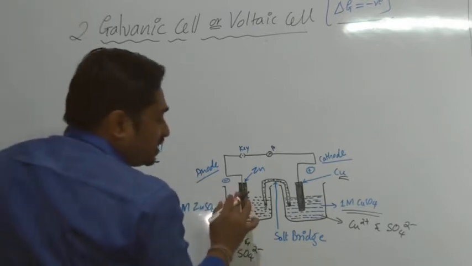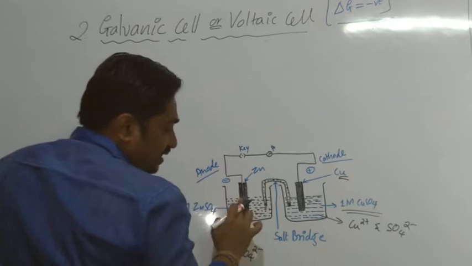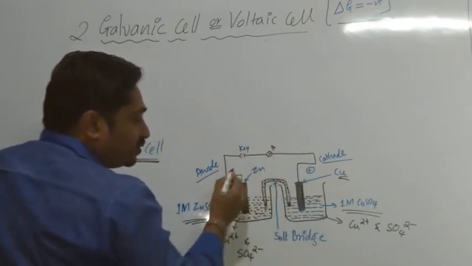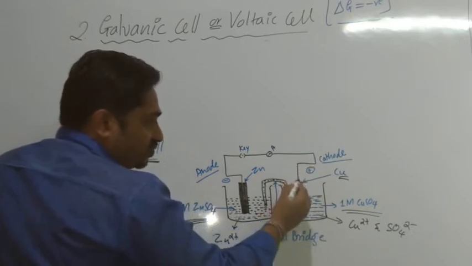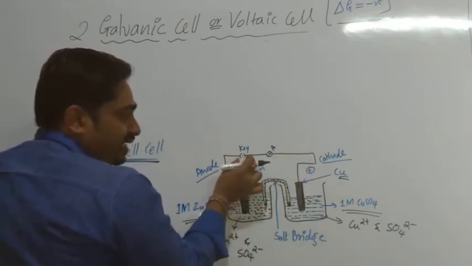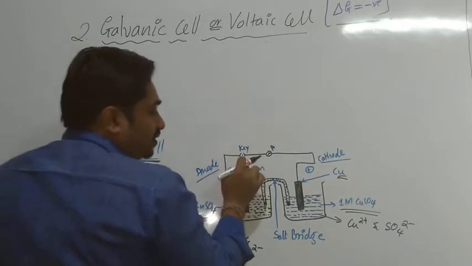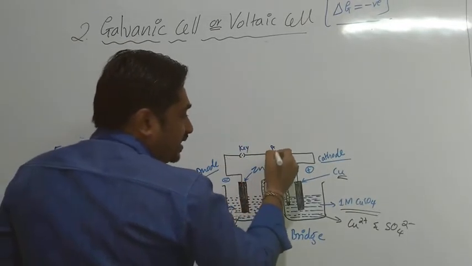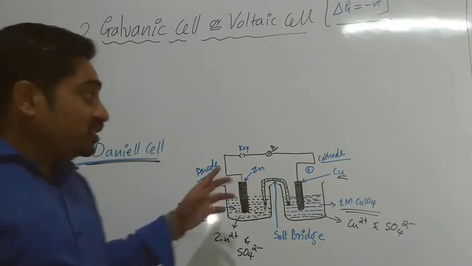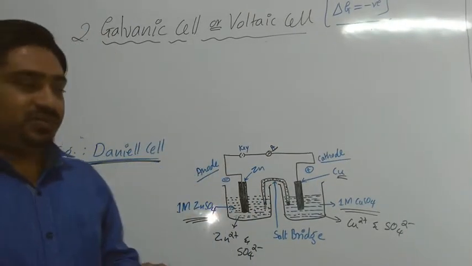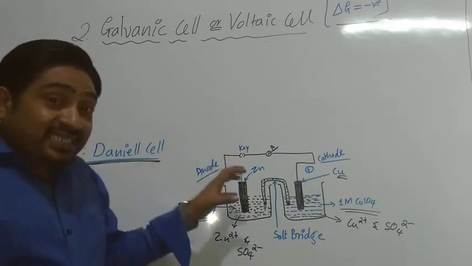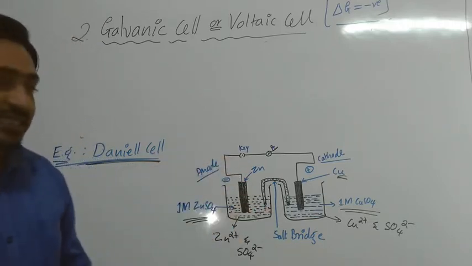This zinc electrode is connected with the copper electrode by an external conducting wire, and I have inserted a key. Here there is a provision for the key, and here there is a meter, which I have represented as A. A means an ammeter. What is the function of an ammeter? Yes, it detects the flow of electric current.